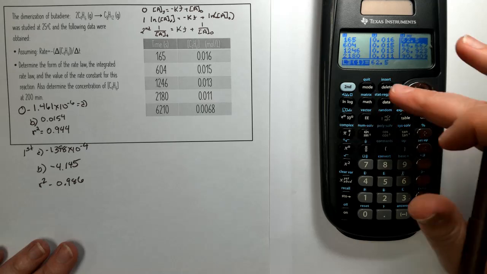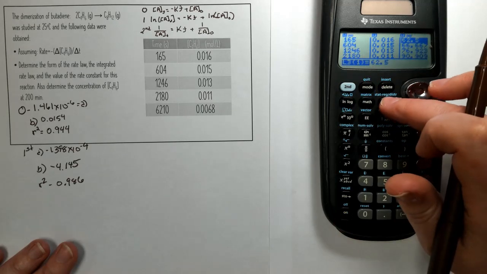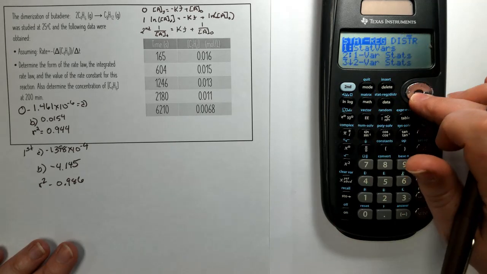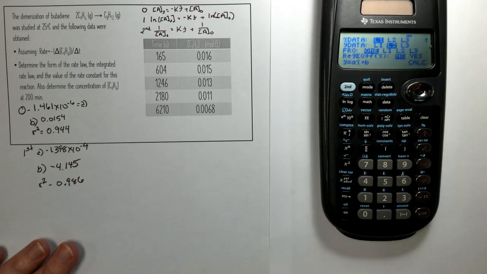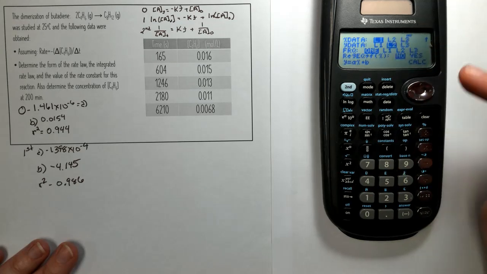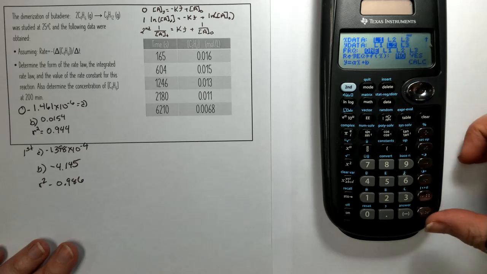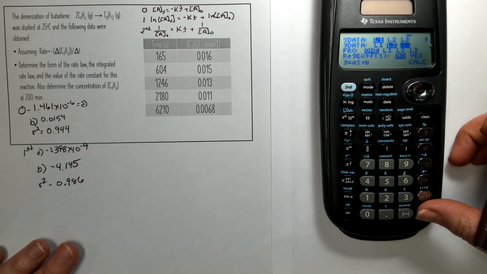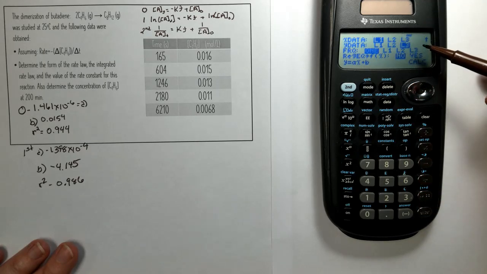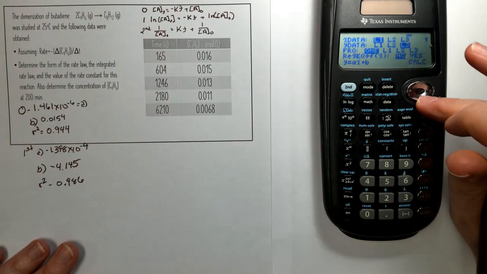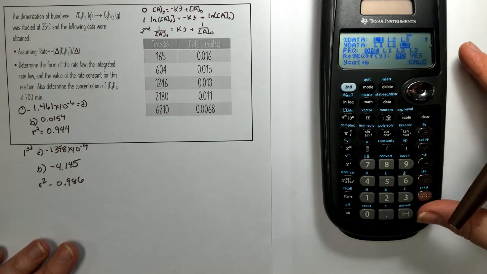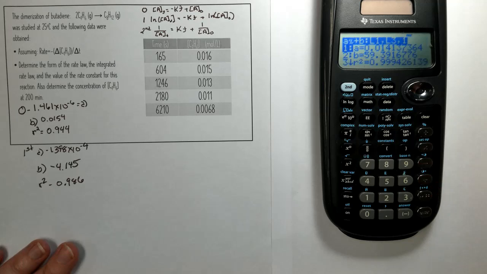And so we're going to go in and we're going to fit that with a straight line. So second data, scroll down to number 4, or you can also type the number 4 and it will select it. Our X data is still in L1. Our Y data is now in L3, and remember that Y data now is 1 over our concentration at the particular time. So we're going to come down and we're going to calculate that.